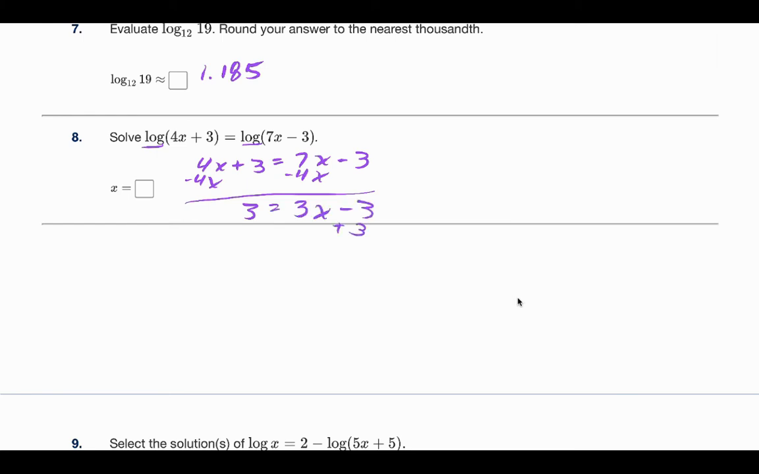So now if I add 3, I'll get 3x is equal to 6. And then I'm going to divide by 3. So I'll get that x is equal to 2. And again, if you have time, plug it in your calculator and see if it works.